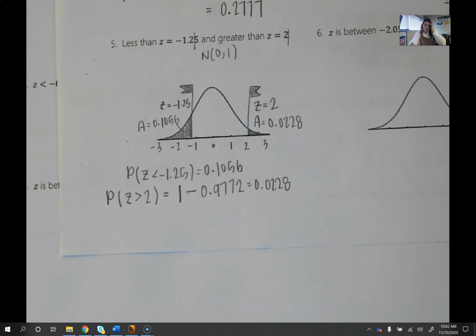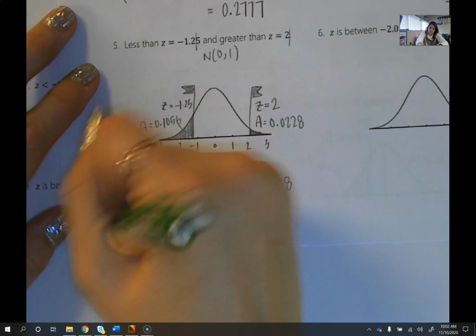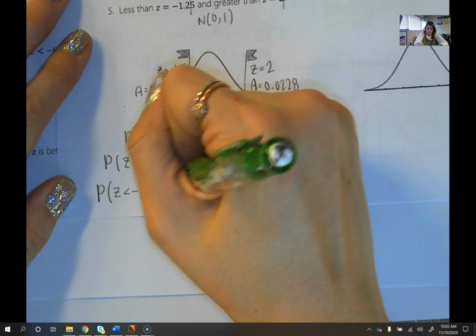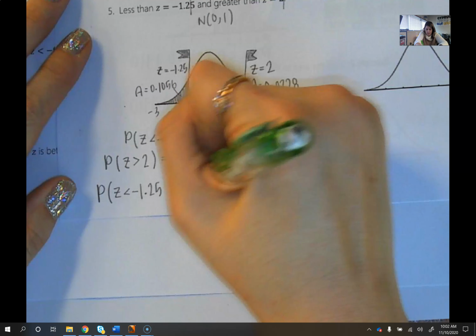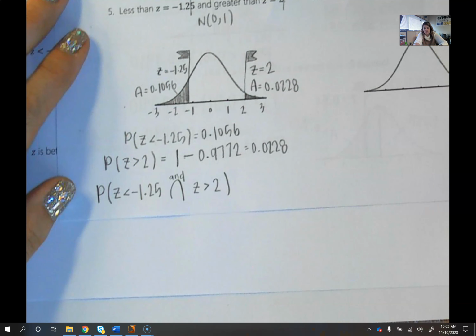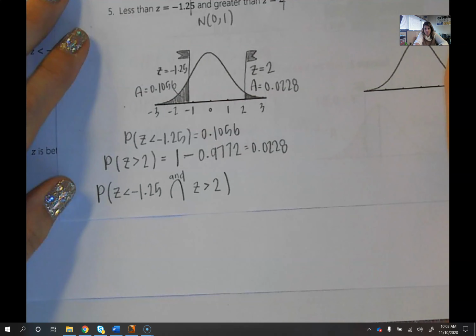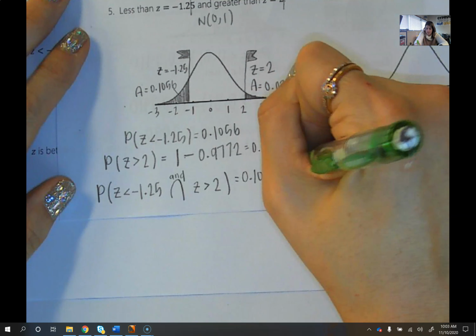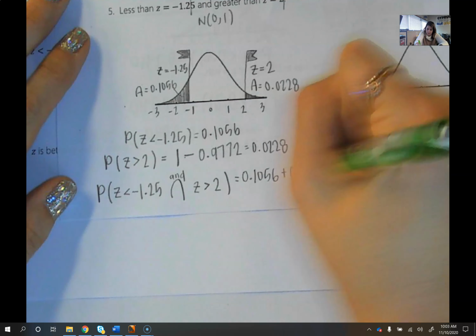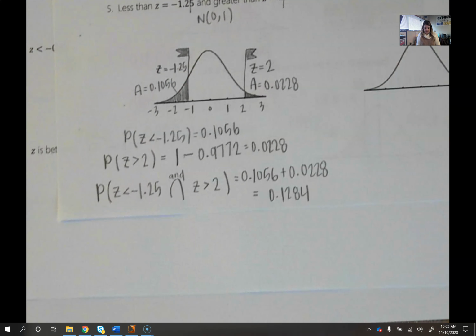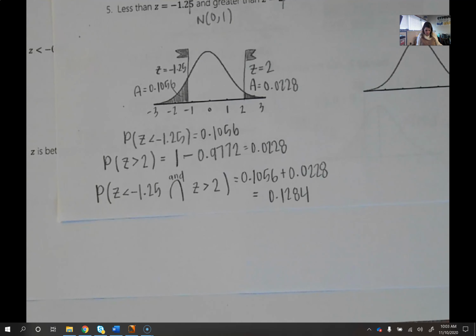So now we just need to add those two. The correct symbols for this is P of z less than negative 1.25 intersection or and z greater than 2. This is the mathematical symbol for and. It's also referred to as an intersection. 0.1056 plus 0.0228 equals 0.1284. The area that is less than negative 1.25 and greater than 2 is 0.1284.